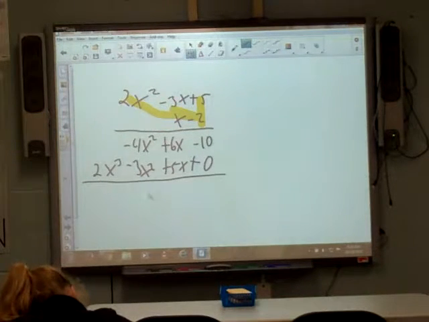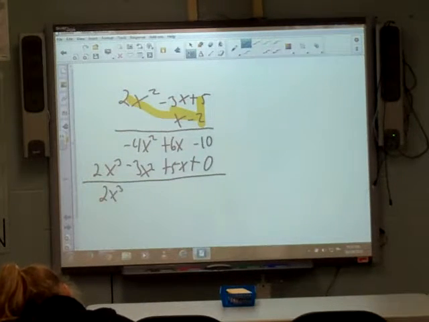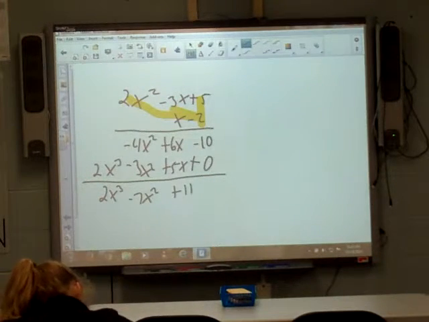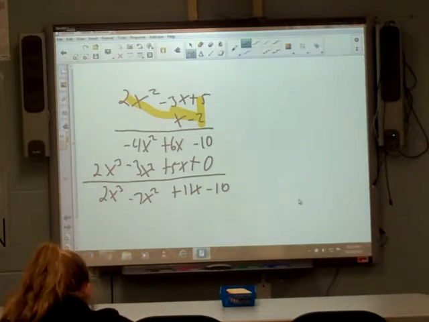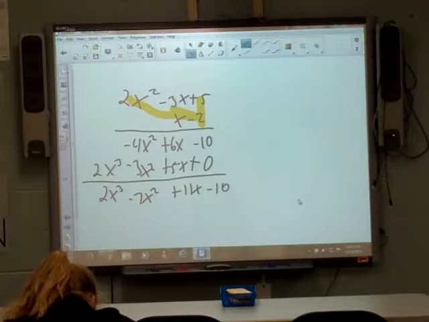So then, add those. And that should look pretty familiar to you if you look up at the previous problem. 2x cubed minus 7x squared plus 11x minus 10. Same answer, isn't it? Hope so, or I screwed up.